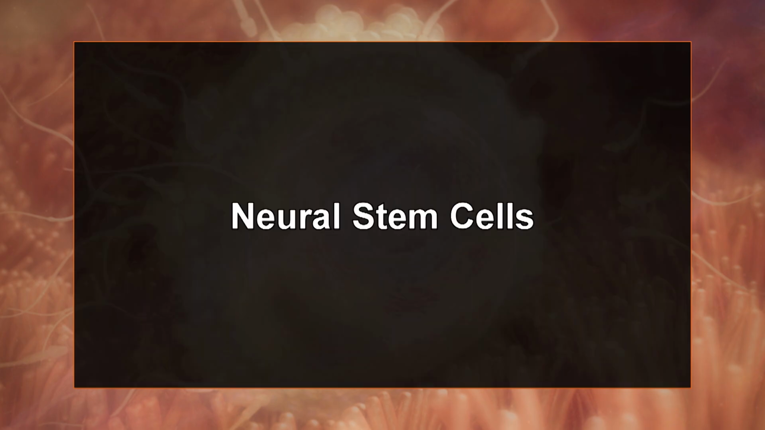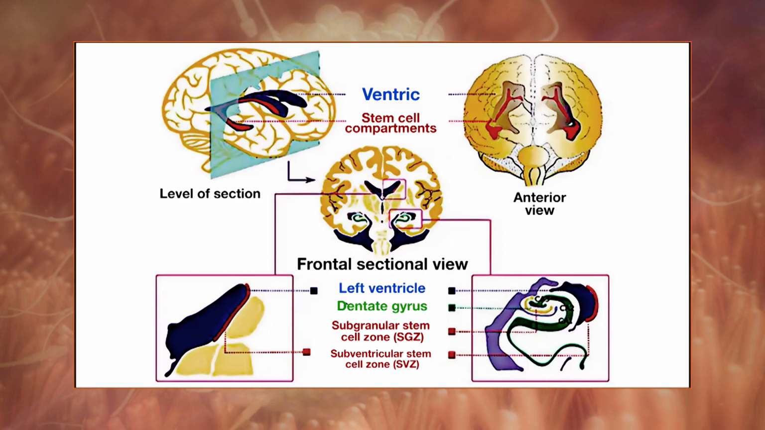Neural stem cells reside in the subventricular zone, or SVZ, and hippocampal dentate gyrus. They differentiate into neurons, astrocytes, and oligodendrocytes, which are involved in plasticity, learning, and limited repair following injury.